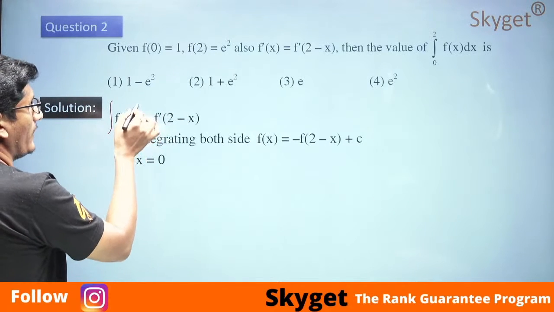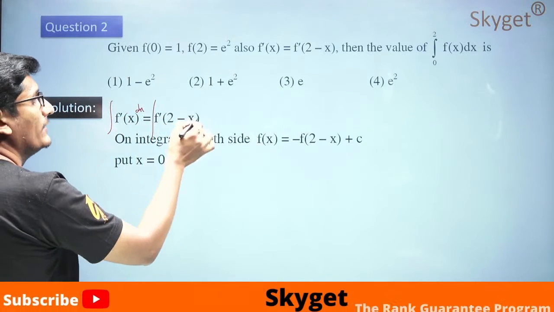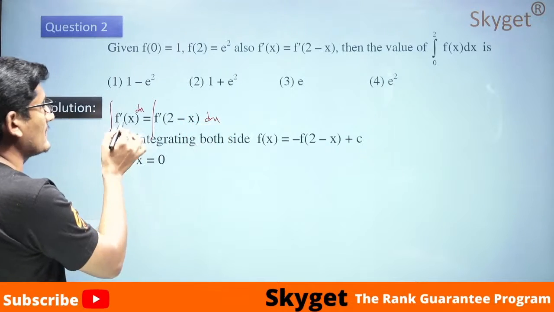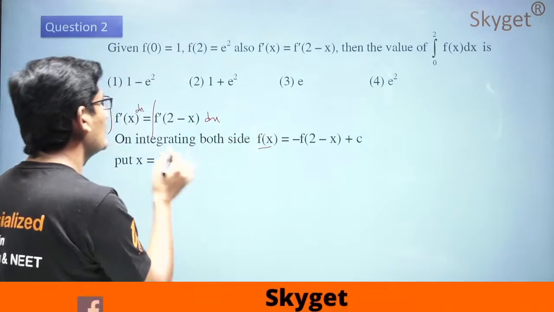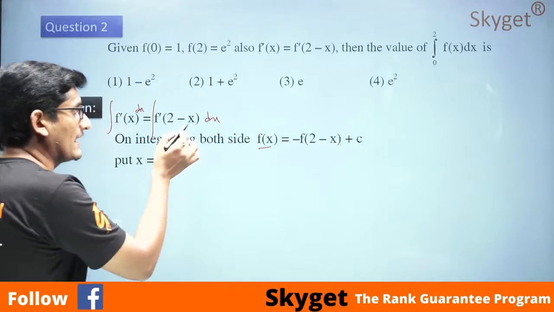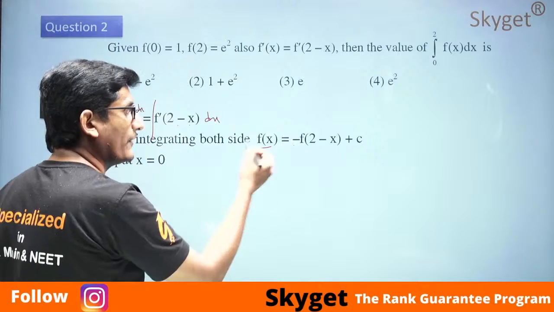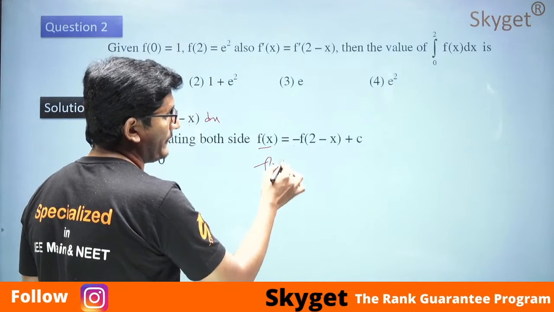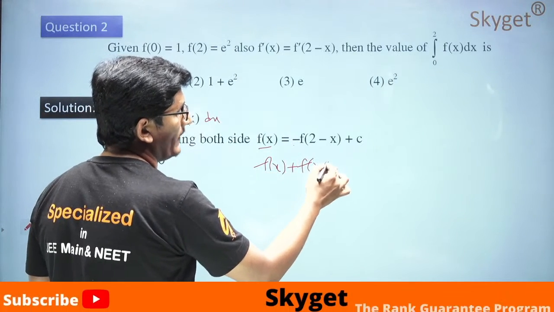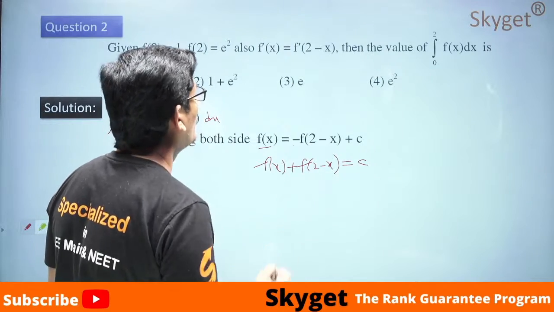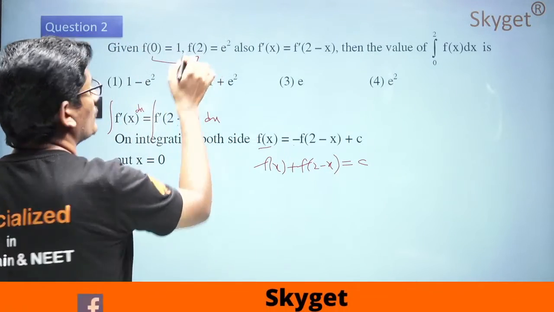So integration of f dash of x dx and integration of f dash of 2 minus x dx. Integration of f dash of x dx is f of x, and integration of f dash of 2 minus x: x coefficient is negative, so we can write minus of f of 2 minus x. Now f of 2 minus x take left side. f of x plus f of 2 minus x is equal to c.